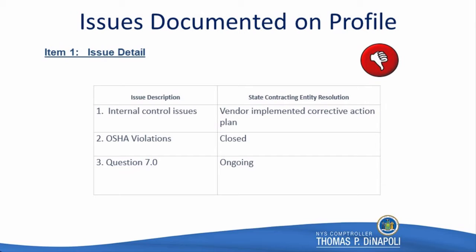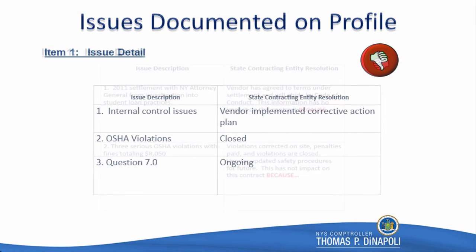OSHA, what violations, how many, any penalties or fines, were they serious, willful, other, anyone hurt or killed, etc.? Are they closed or still open or pending? Was any training provided by the vendor to its employees to ensure they don't reoccur? Question 7.0, what is this?